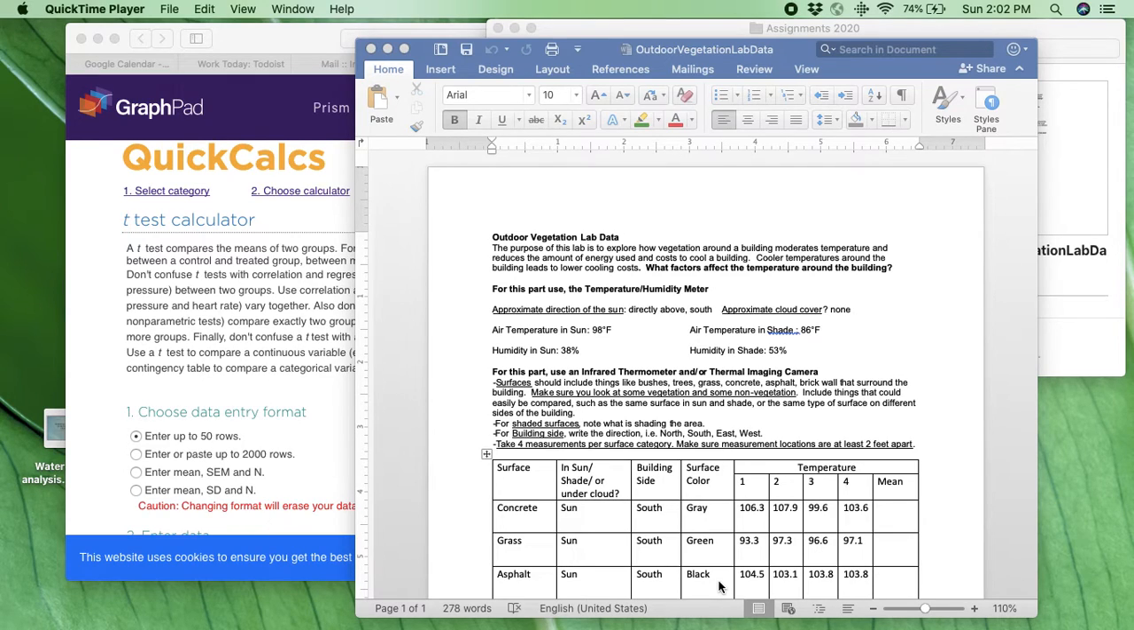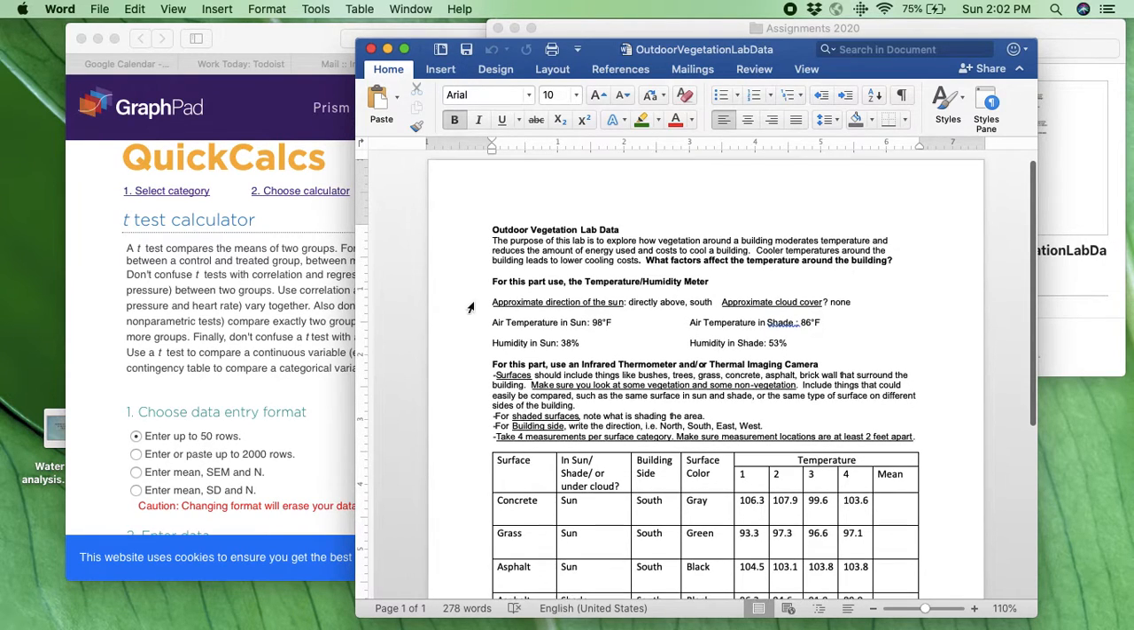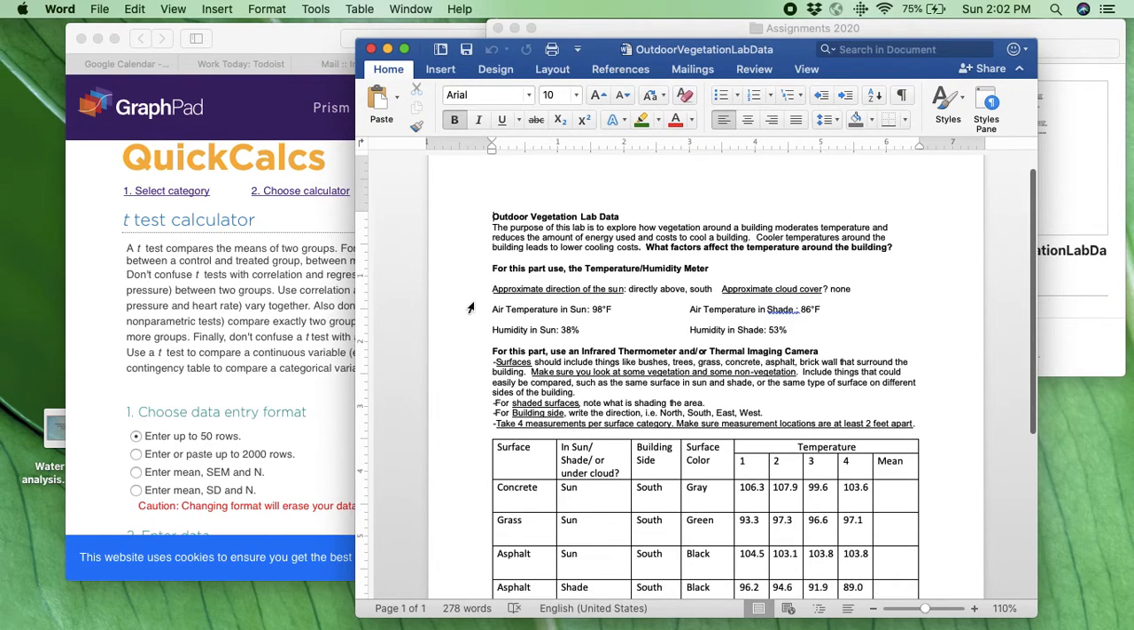To help you out with your outdoor vegetation lab, you'll want to download this file right here first, the outdoor vegetation lab data, and you'll use this to answer all the questions. This is all data that I collected on Sunday at my house around noon when it was sunny and fairly hot for this time of year.